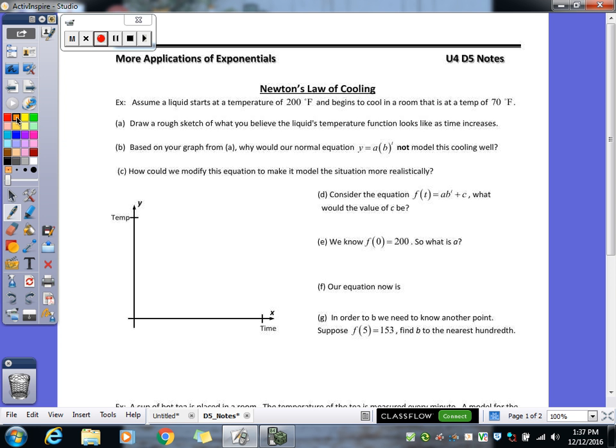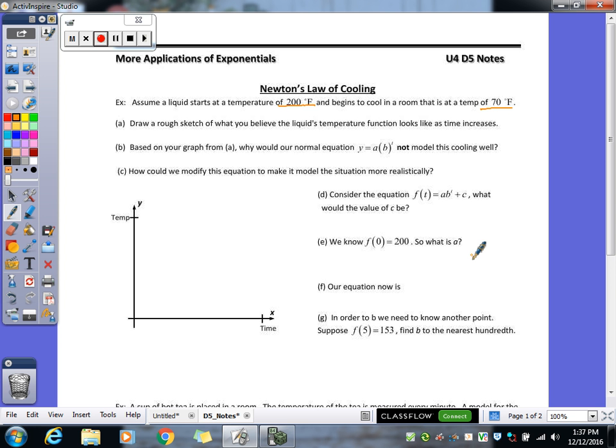So we have a liquid that starts at 200 degrees Fahrenheit and begins to cool in a room that is at a temperature of 70 degrees Fahrenheit. So let's think about that for a second. What's going to happen? Let's say it's my coffee. I put it in a room that's 70 degrees and I don't drink it. What's going to happen to my coffee? It's going to get cooler. Where is it going to stop cooling to? Room temperature, which in this case is 70 degrees.